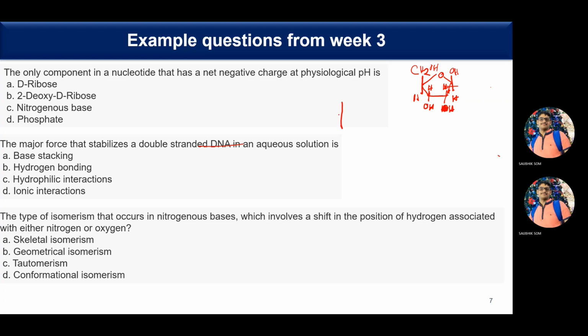So phosphate. Phosphate is an ion, right? So PO4 3-, correct? So phosphate is an ion. So of course, the correct answer is the phosphate.